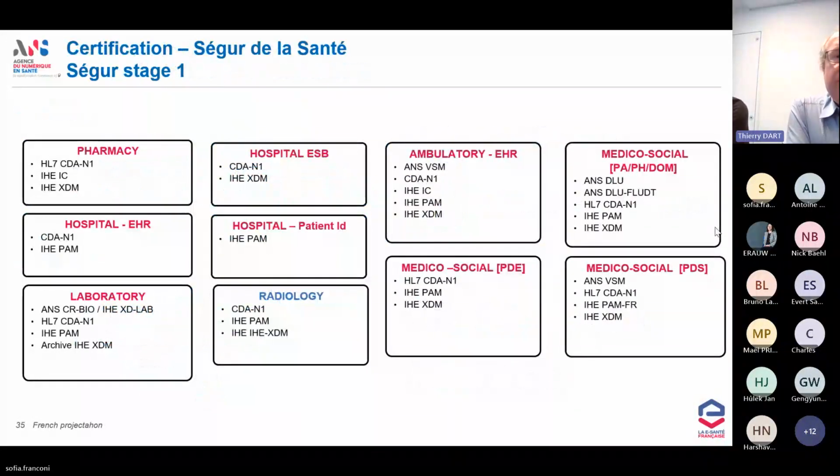In parallel, we have also a certification process. I will not go in detail, called Ségur de la Santé. This is a short view of the main domain of the Ségur stage 1, so the first stage of the certification process. As you see, many things are based on IHE profile. Next slide.